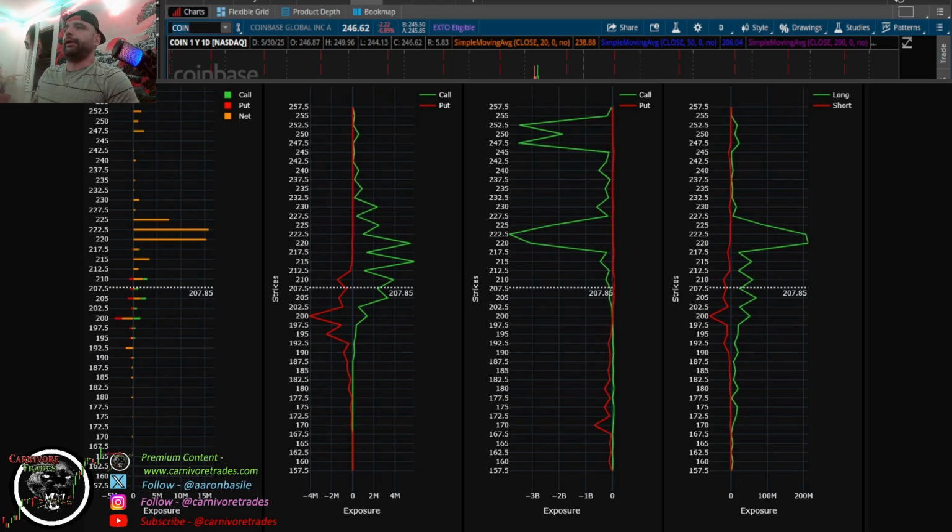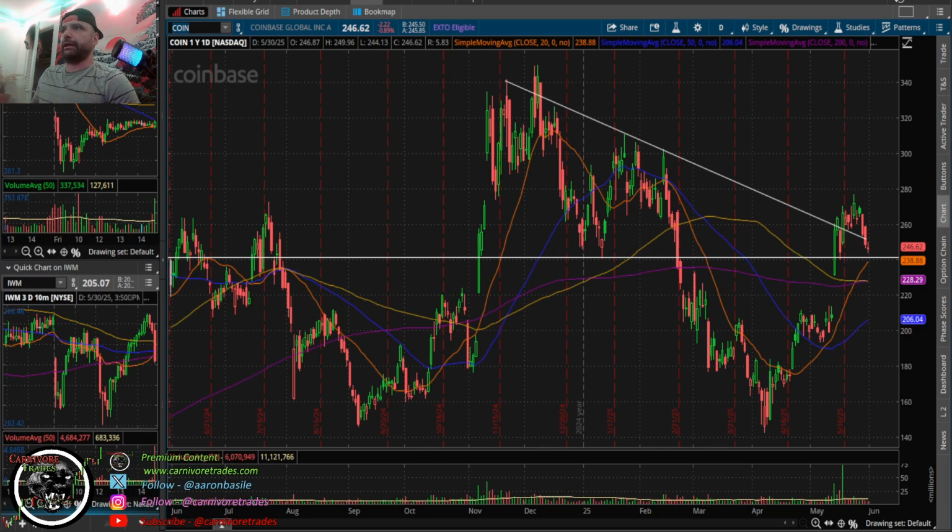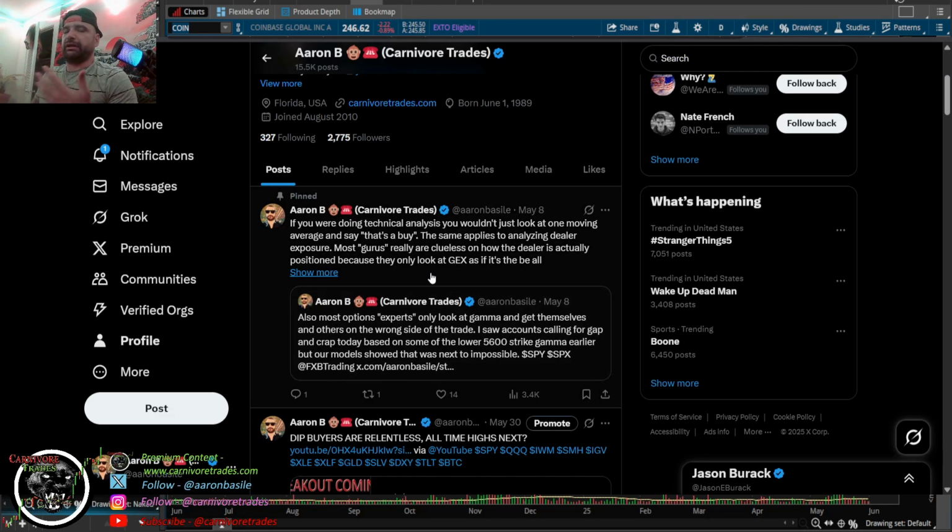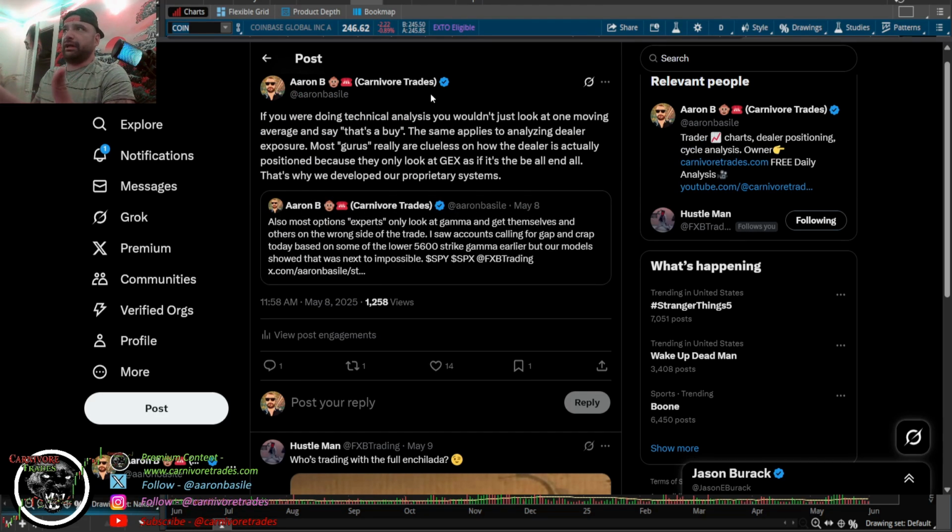I'm going to show you a tweet I recently did, but again, going with the big picture here. I actually pinned this to my profile. If you were doing technical analysis, you wouldn't just look at one moving average. You wouldn't look at the 50 MA and say, oh, we tested the 50 MA, so it has to be a buy. You have to combine other things. Is there a bull flag? Is there a rising wedge? Is there other patterns? Cycles, time counts, plenty of other reasons, RSI. You can use all that stuff.